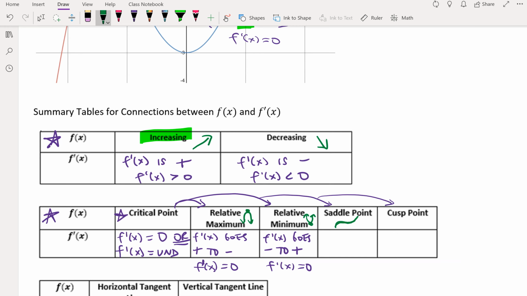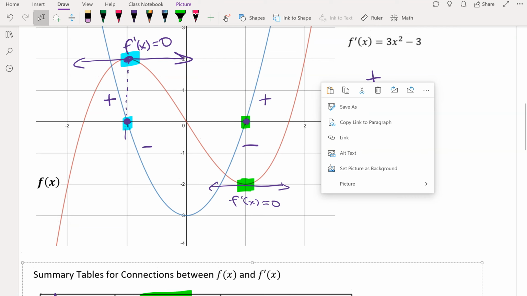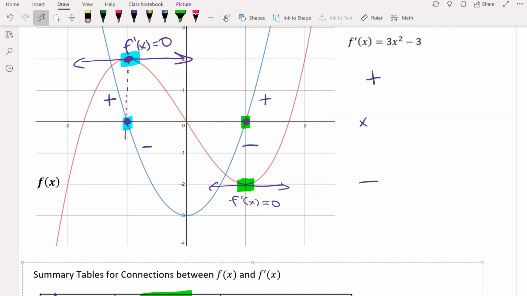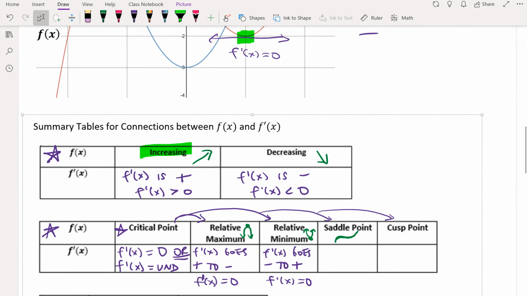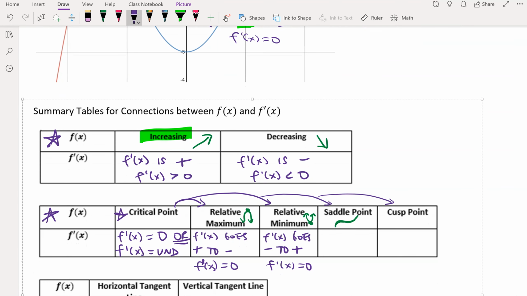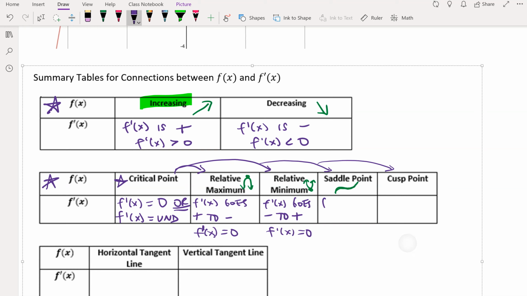We do not have an example of a saddle point here. So we're just going to say at saddle points, f prime of x does not change sign. Okay, so let's just write that note. F prime of x does not change sign. And we'll actually do more details on saddle points later.